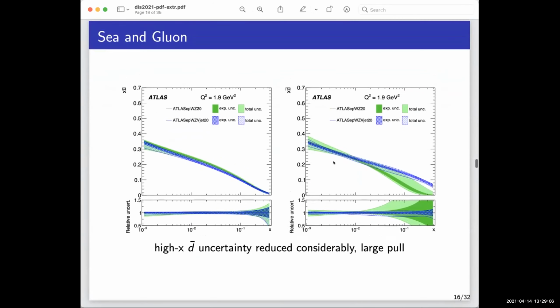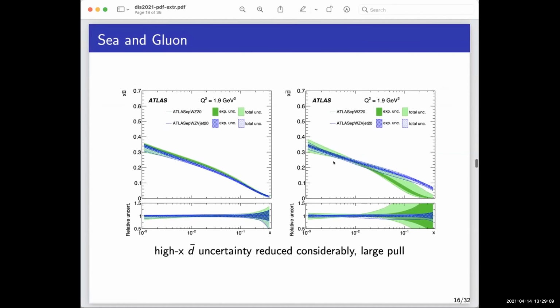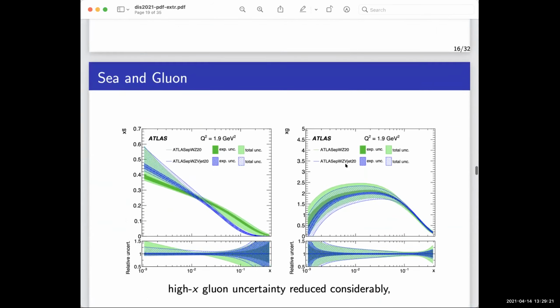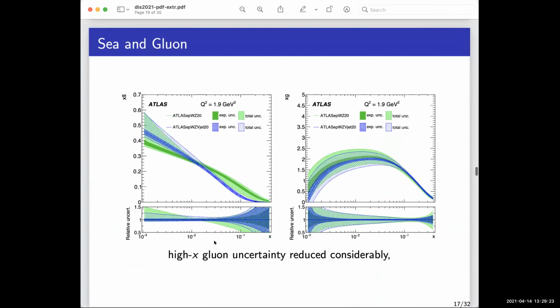Then maybe more interestingly, if you look at the U bar, it doesn't change too much, but the D bar has quite a large pull at higher X. It's gone up, and the uncertainty is reduced quite a lot, as you can see. And then if we look on the next slide at the strange on the left, that has gone down and the uncertainty is reduced, although it's muted a bit in the ratio plot because the absolute value is decreased.